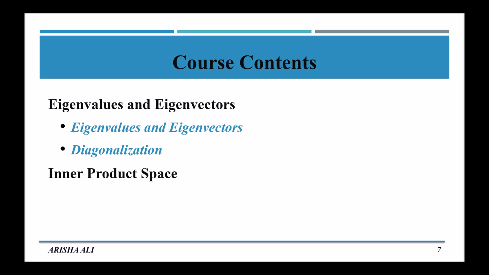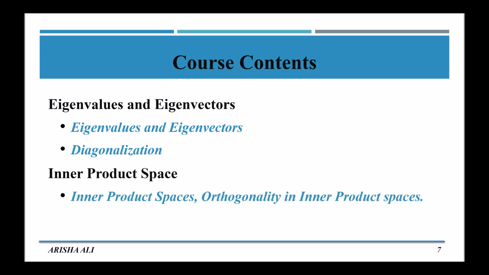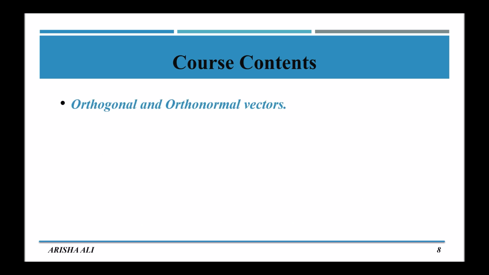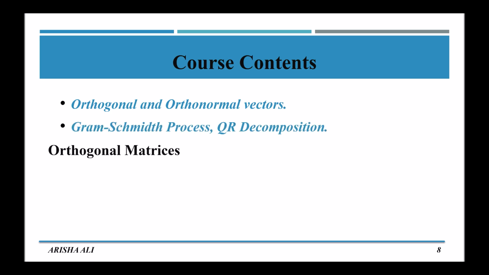Then the next section would be inner product spaces. In inner product spaces, I'll cover the inner product spaces and orthogonality in the inner product spaces. Secondly, angle and orthogonality in the inner product space. After that, orthogonal and orthonormal vectors, Gram-Schmidt process, and QR decomposition.